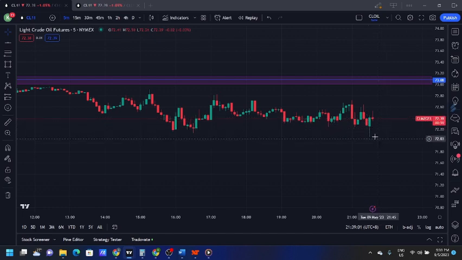So we just wait to see how the market goes later, because it just entered the US session. We just wait and see. If there's something good, then I will update again.